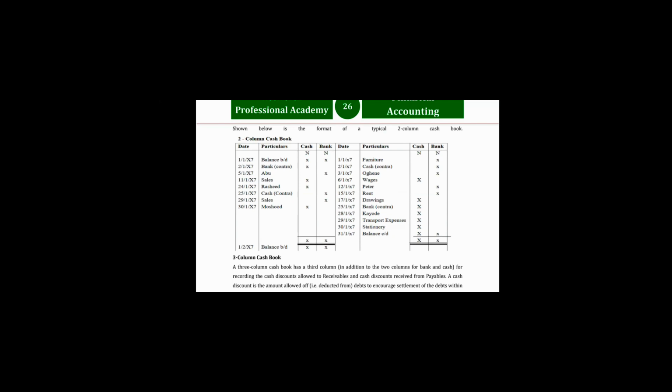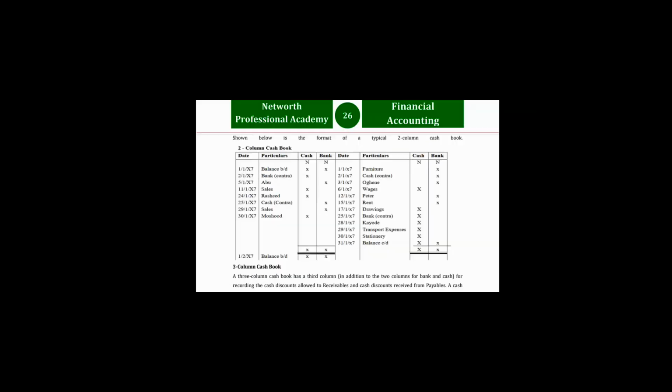But for single column, it only has one side, which is the amount side. So whether cash or bank, everything is put in the amount side.